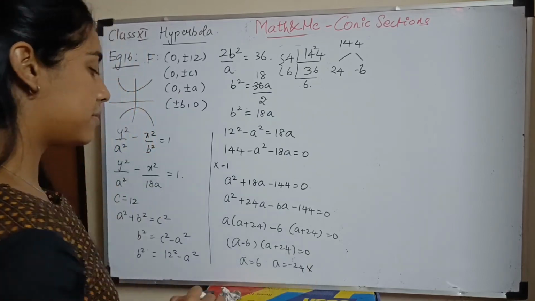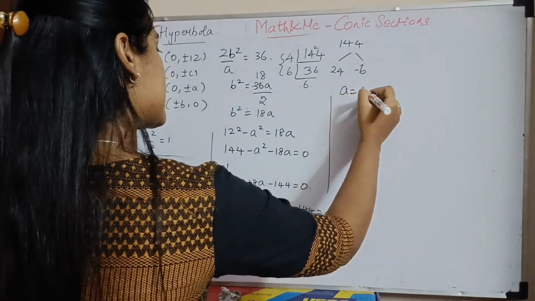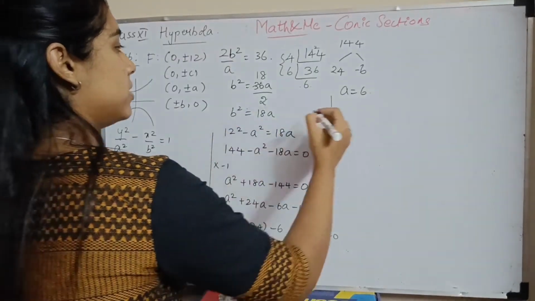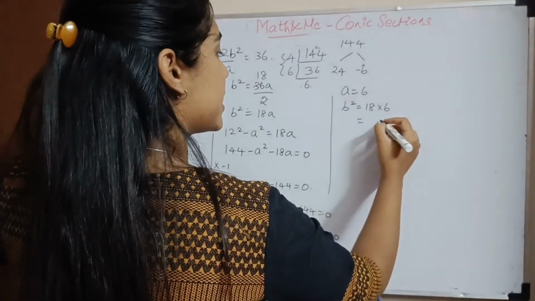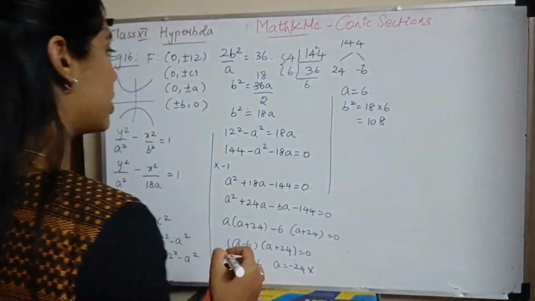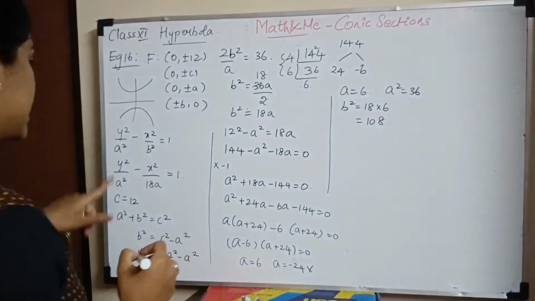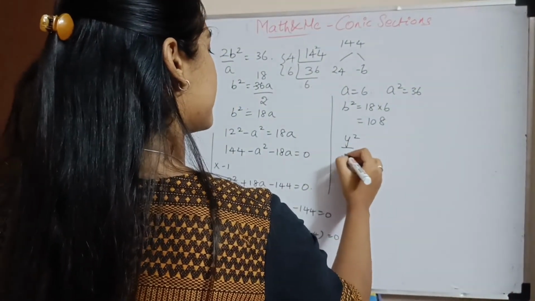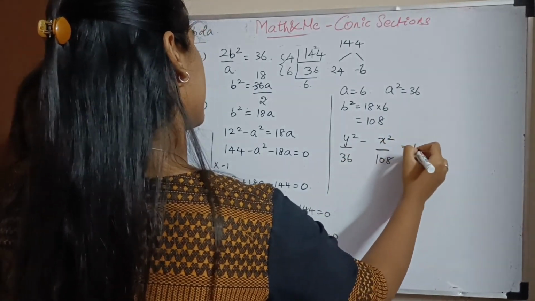Rejecting the negative value because distance cannot be negative, the value of a is 6. So the value of b square is 18 times 6, which is 108. My a square becomes 36. So what is the equation? y square divided by 36 minus x square divided by 108 equals 1.